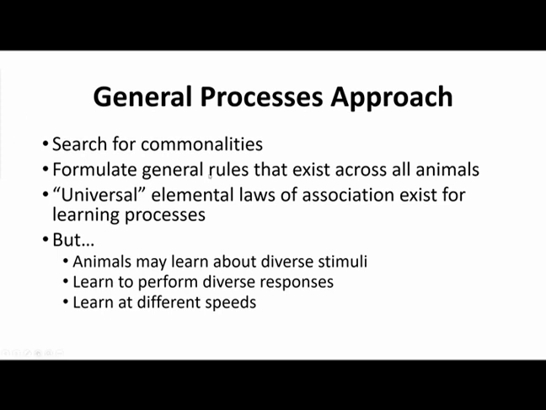So we can formulate general rules that seem to exist across all animals, and we can test those generalities. And these are quote-unquote universal elemental laws. The quotes are there because they're not always identical. We're just looking for close here. So, especially with laws of association, they tend to be fairly consistent across multiple species, and that gives us some idea that learning processes should be fairly similar between species.